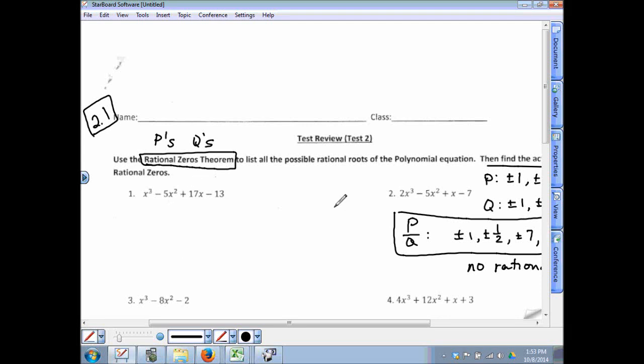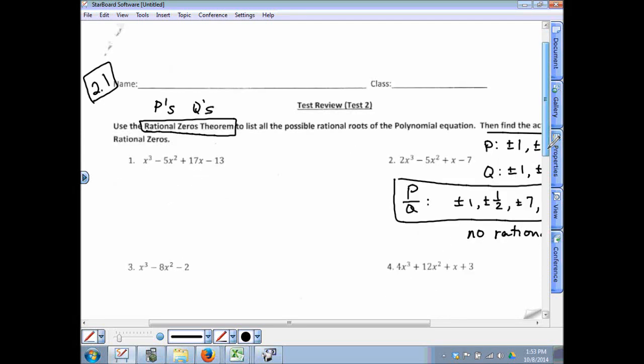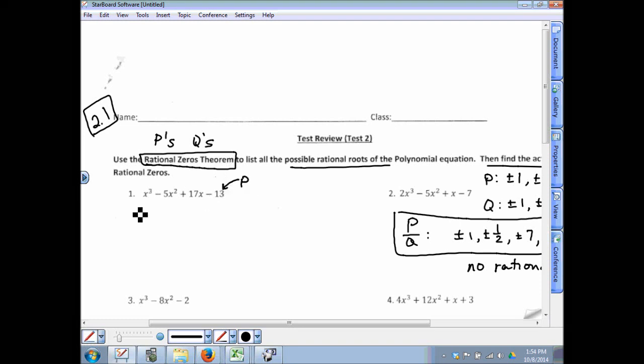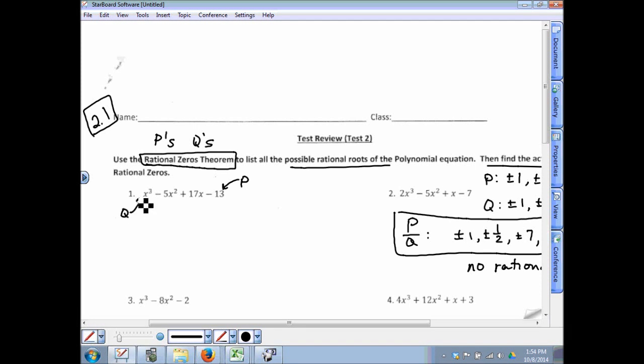All you need to do on questions 1, 2, 3, 4, 5, and 6 is list the possible rational zeros. And then once you have a list of possibilities, that's the P and Q. P and Q are the possibilities. Once you have that list, then you just have to use the calculator to find out which ones from that list actually do work. So the factors of the constant at the end, that's where you get P, and then the factors of the leading coefficient, in this case 1, that's where you get Q.